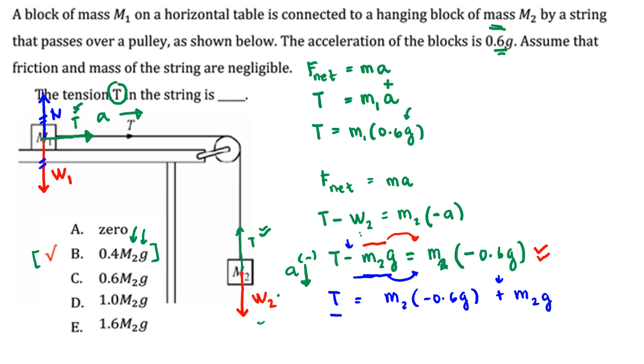Rewriting this, we have negative 0.6 m2 g plus m2 g, which is equal to the tension, and that is equal to 0.4 m2 g, which is the answer to this particular problem.